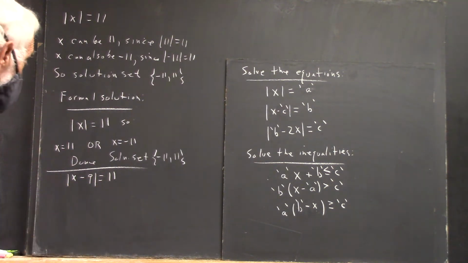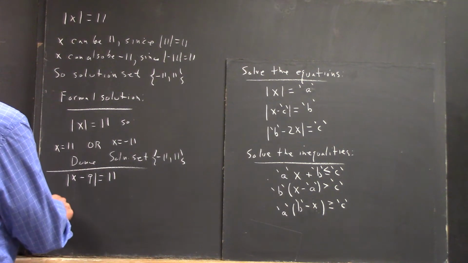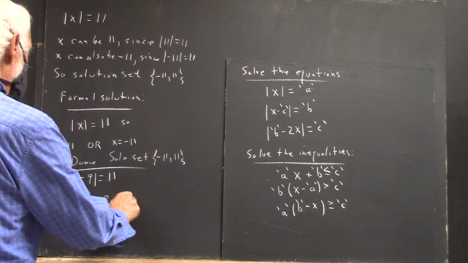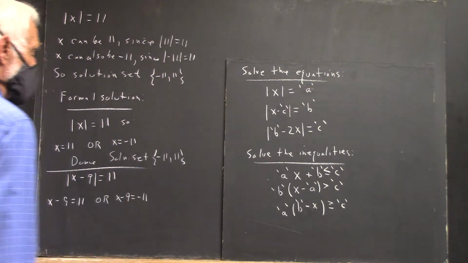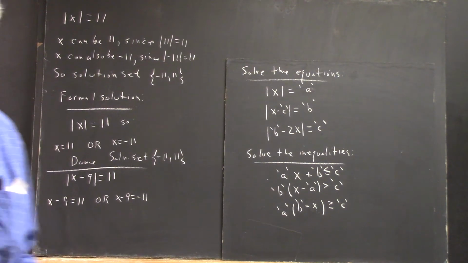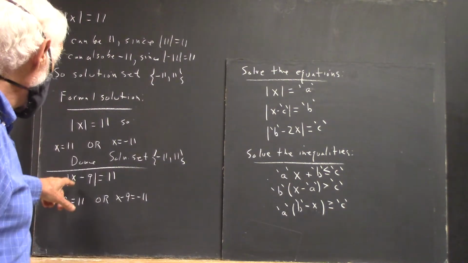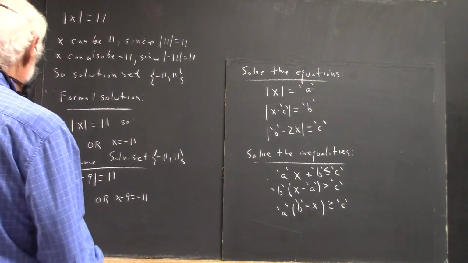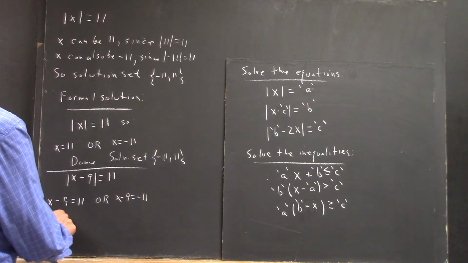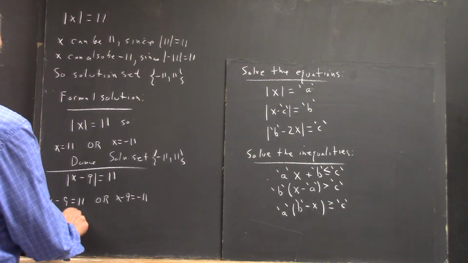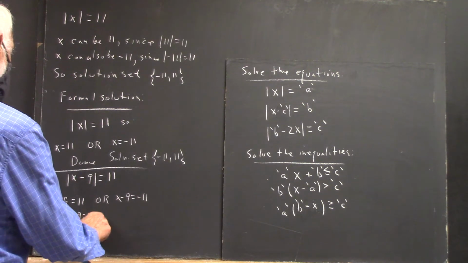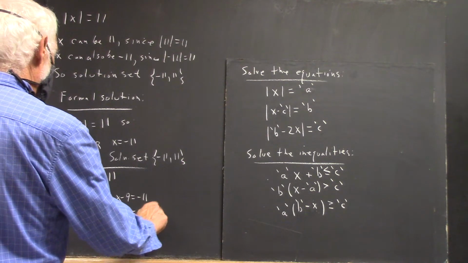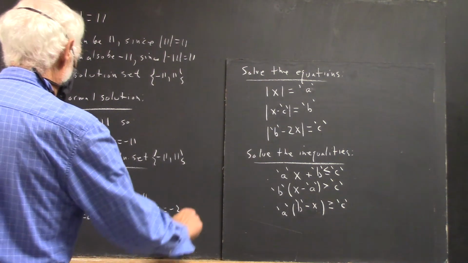So if x minus 9 is 11, again, we write the or statement. Whatever's in the absolute value sign can be 11 or it can be negative 11. Well, then x equals 11 plus 9 equals 20, or x equals negative 11 plus 9 equals negative 2.